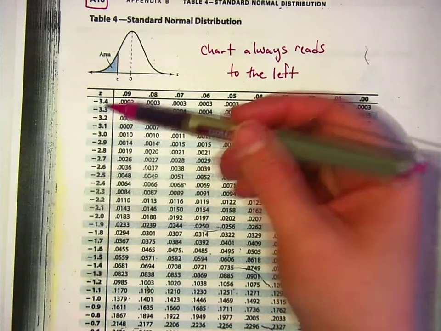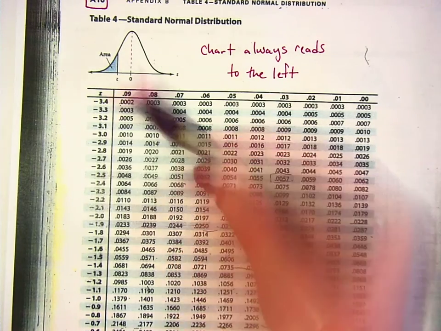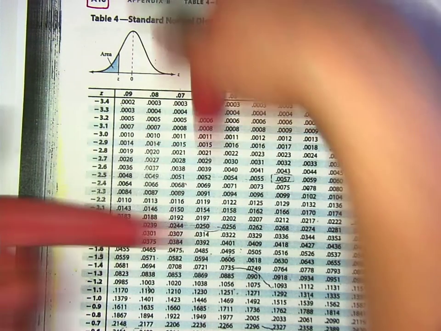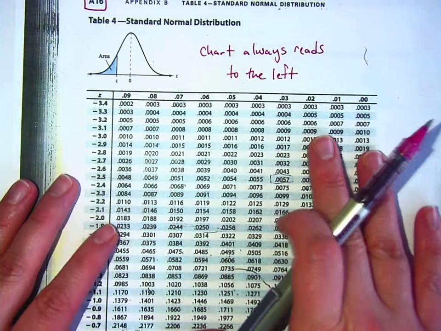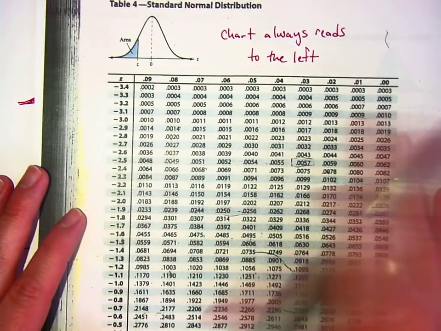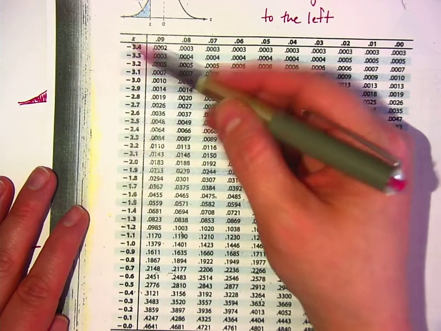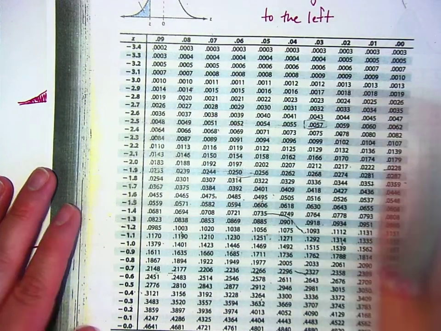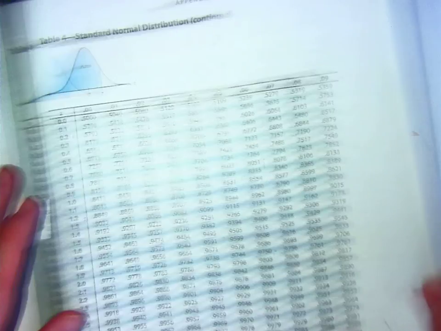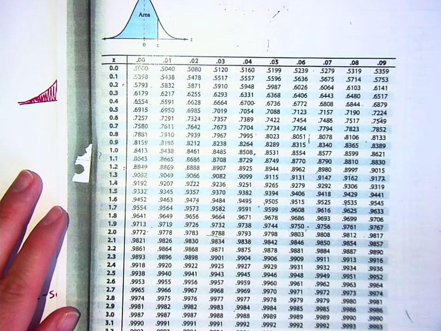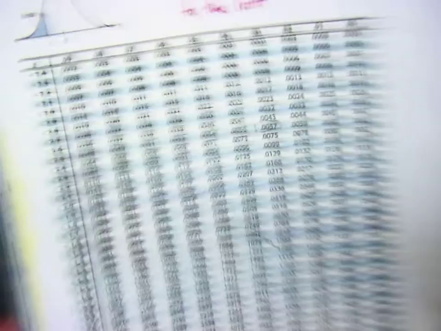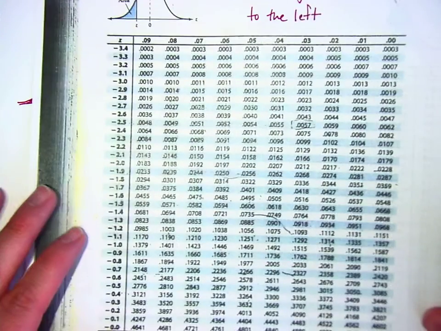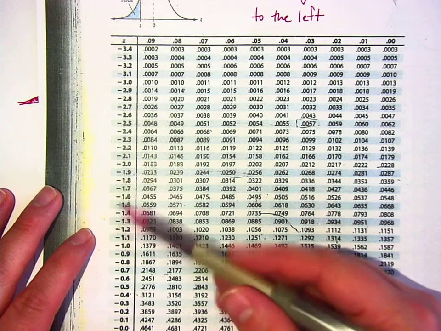Over here is the whole number and the tenths, and up here is the hundredth, and we combine them to figure out where we need to go and what area is under the bell curve. I want you to notice that one side of the chart has negative numbers, and the other side has positive numbers. We're trying to find the area that is left of 1.23. So take your chart, look up, and make sure you are on the positive number side.